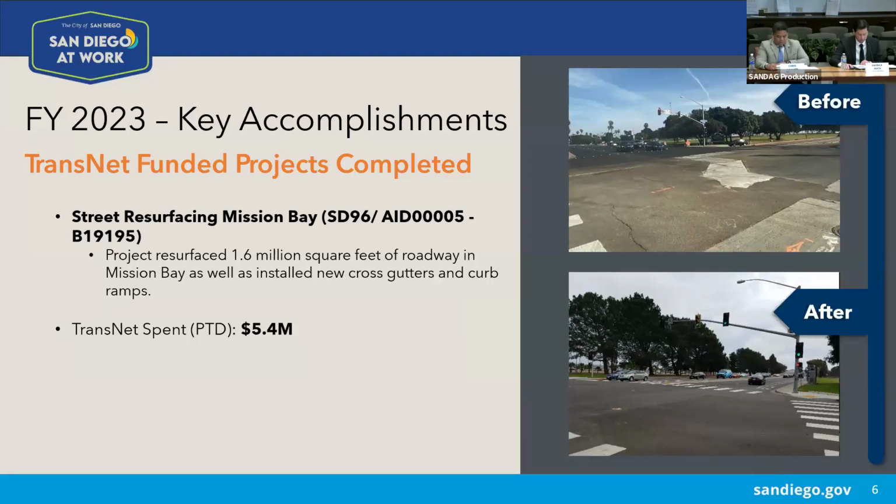This project resurfaced nearly 1.6 million square feet of roadway at Mission Bay, as well as installing new crosswalks, gutters, and curb ramps. This project spent a total of $5.4 million of TransNet funds since its inception in 2019.